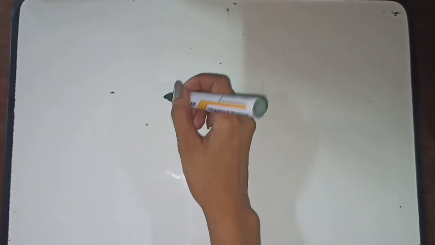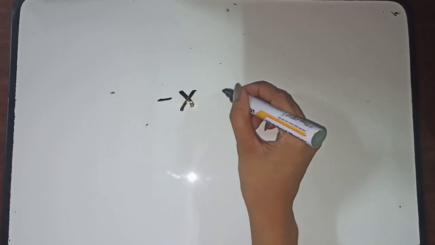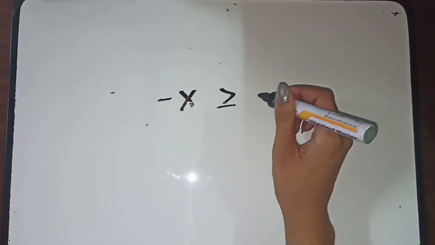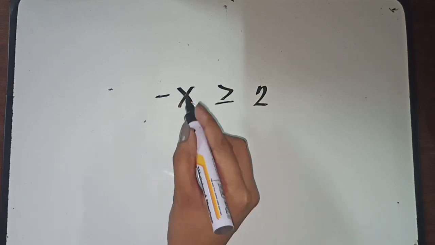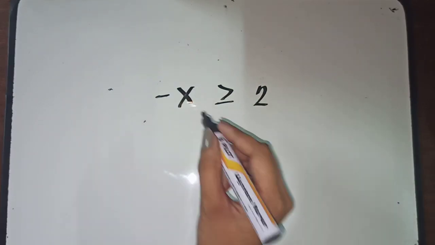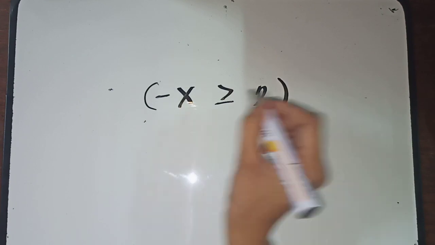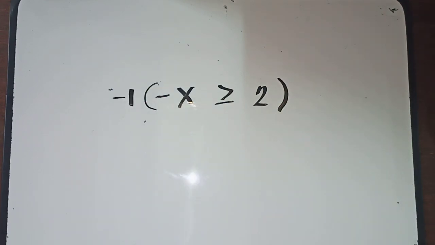So for the third rule, if both sides of an inequality are multiplied by or divided by the same negative real number, the sense of inequality is changed. So for example, kung meron akong negative x is greater than or equal to positive 2. Okay, so you're going to solve for the value of x. So, x lang ang kailangan. So, you need to multiply both sides by negative 1. Okay, so again, you need to multiply it by negative 1.